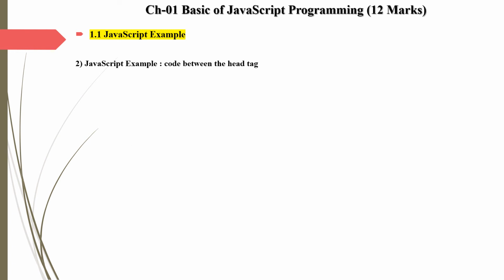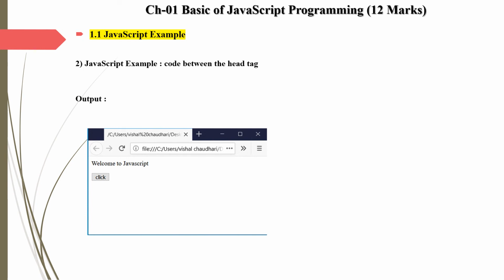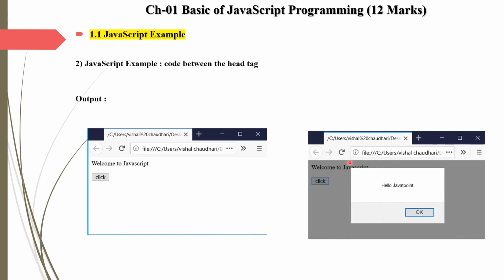The output of the above program is displayed like this. One browser is displayed, inside the browser the message "welcome to JavaScript" is displayed, and one button is displayed. When you click on the button, the output is displayed like this. One alert box is displayed, and inside the alert box the string "hello Javatpoint" is displayed. So this is the output of the previous program.